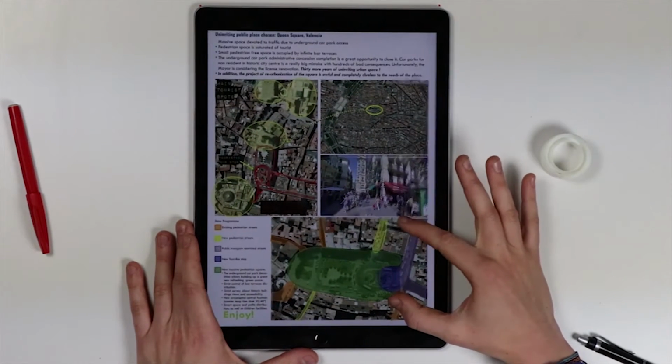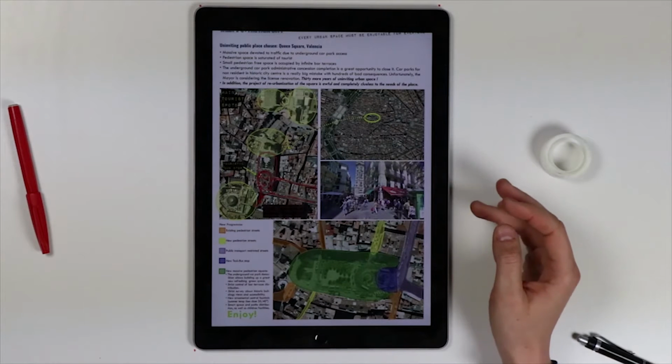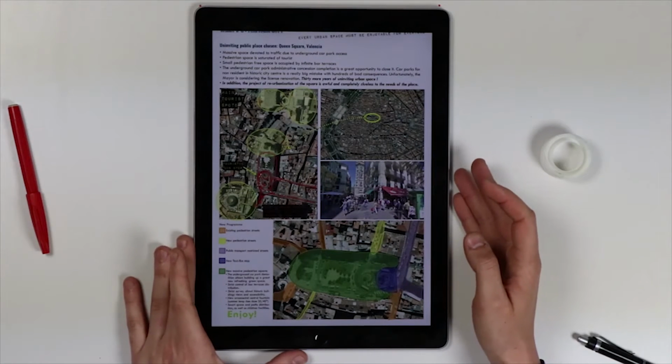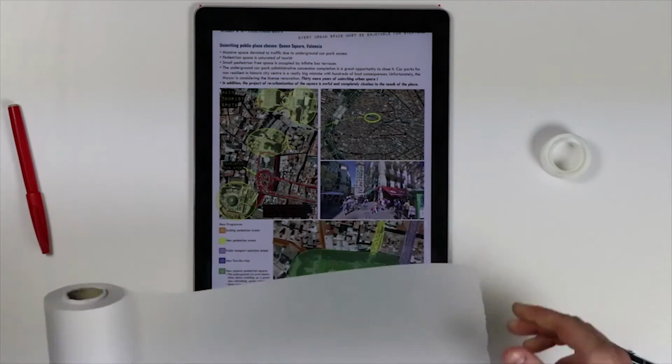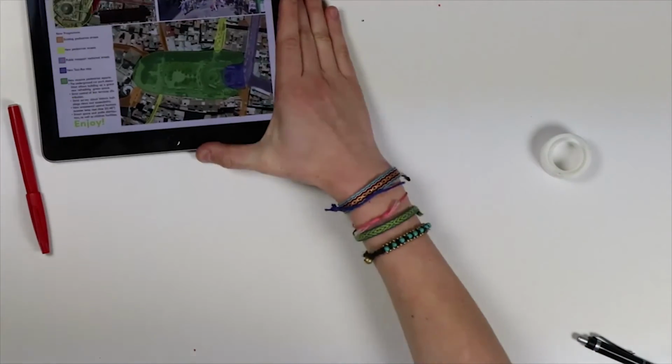But what's interesting, because we're already at week 5, is that we could explore new ways of visualizing our ideas. So I'm just taking a tracing paper. Not going to do it on the iPad.